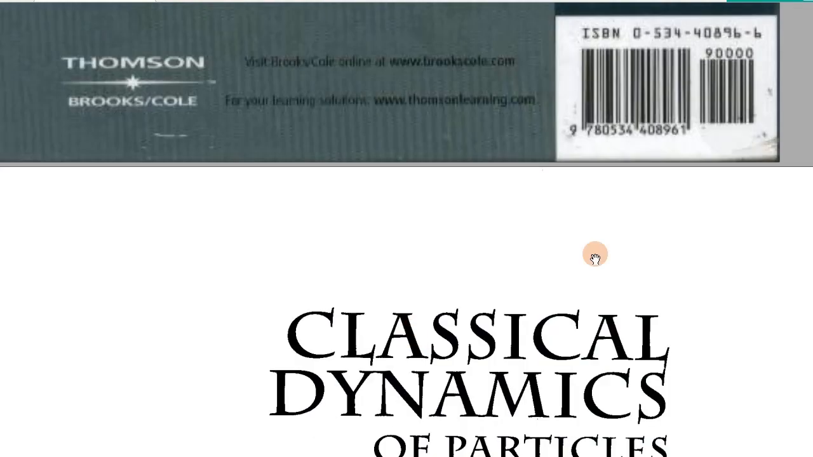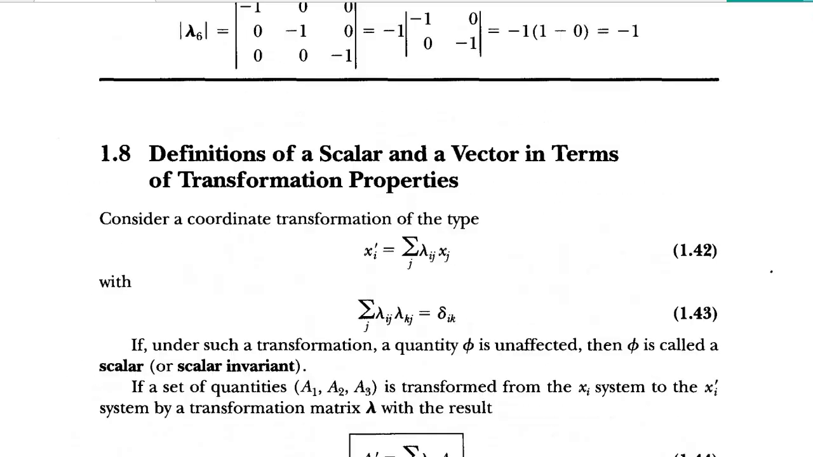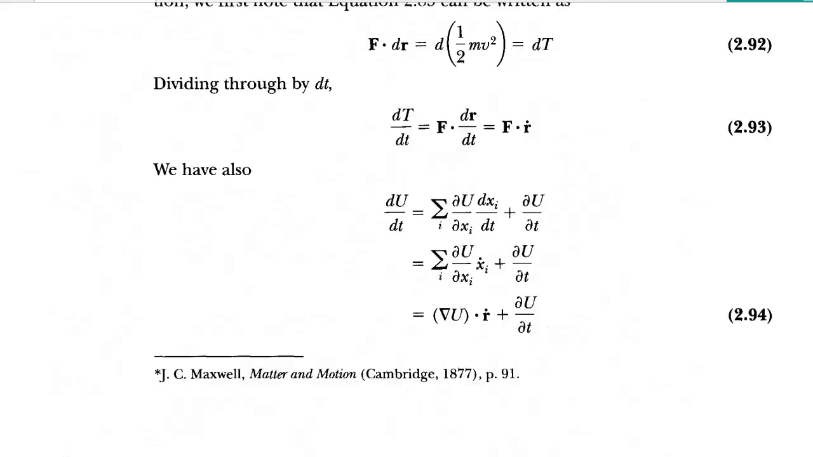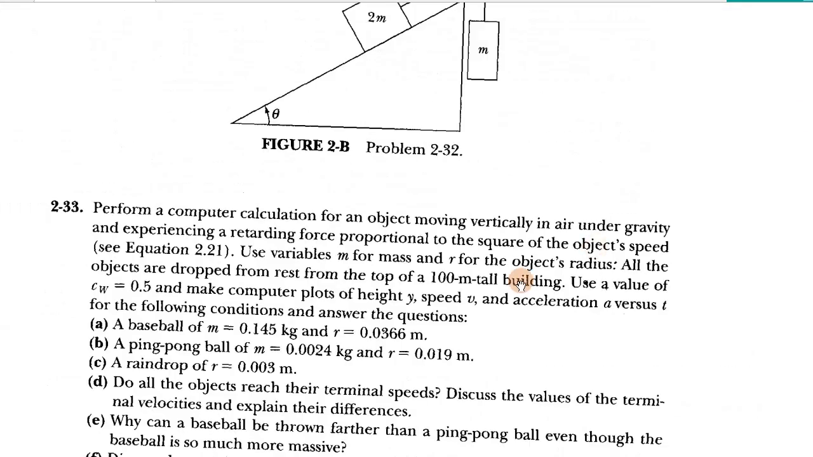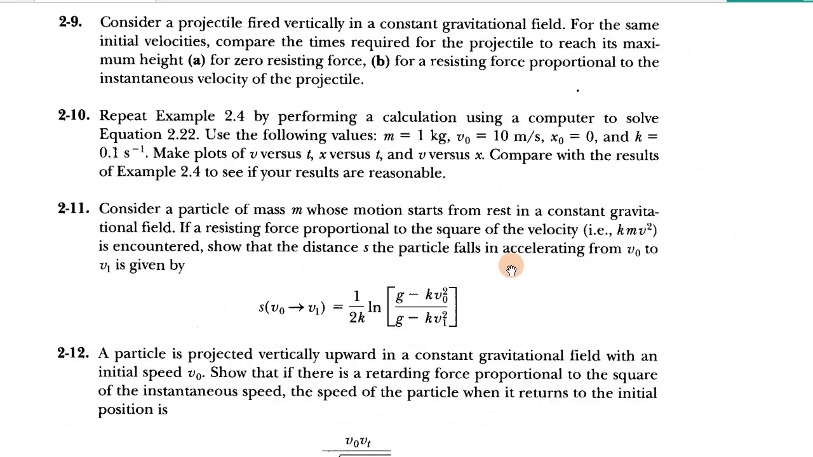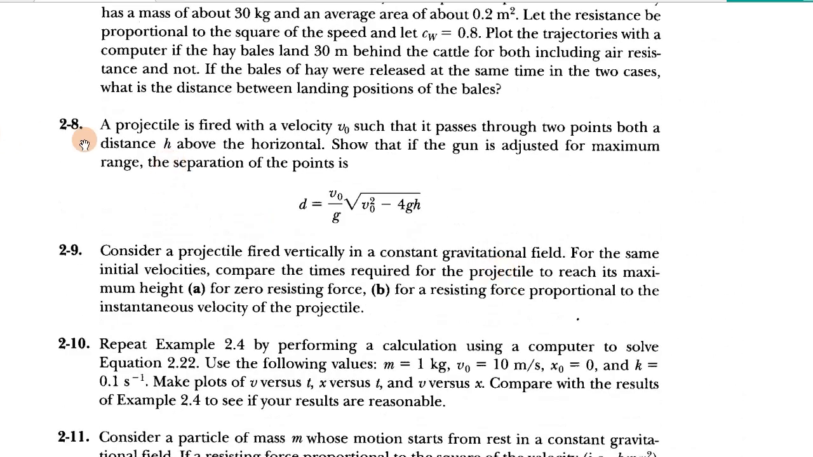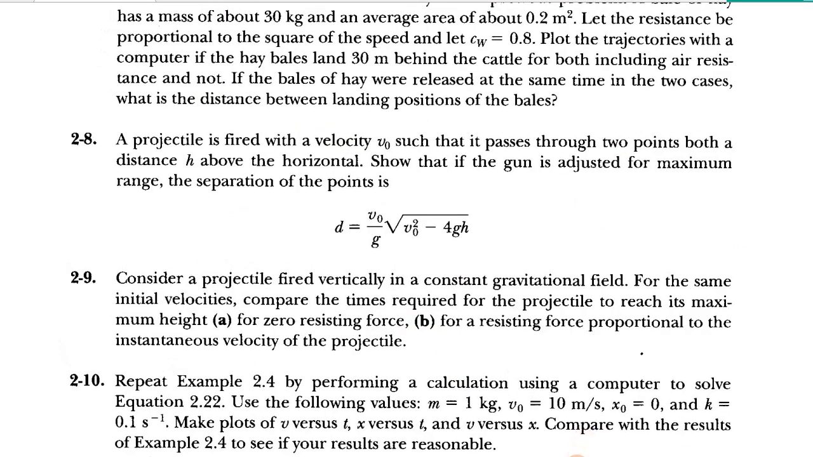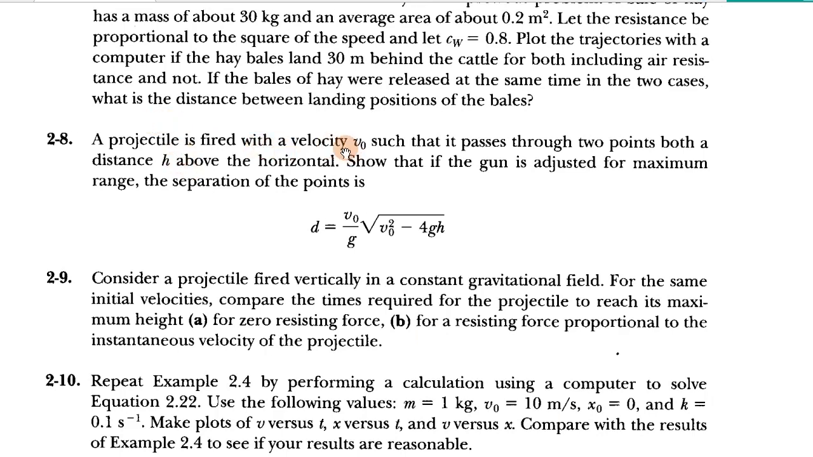We will see whether it is this or not. This is a very good book. So in chapter 2, we will see what 2.8 is. This is 2.8. A projectile is fired with velocity v naught such that it passes through two points, both at a distance h, so that if the gun is adjusted, the separation of the points is this much.